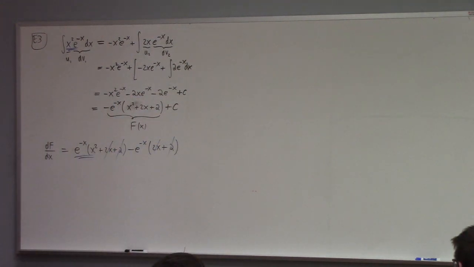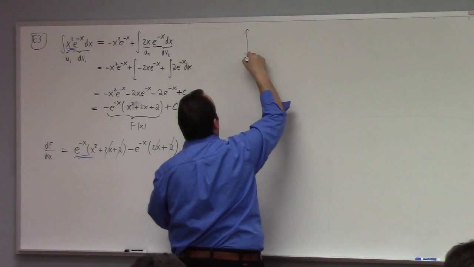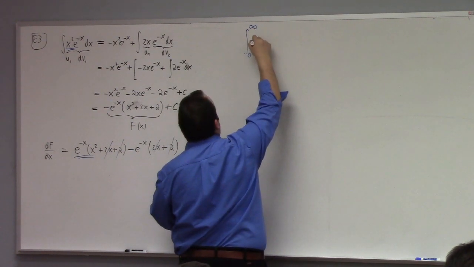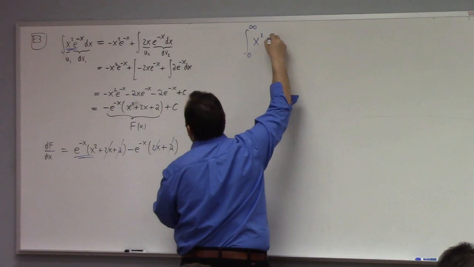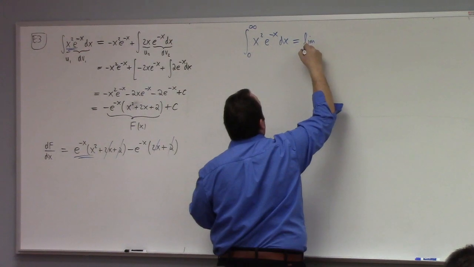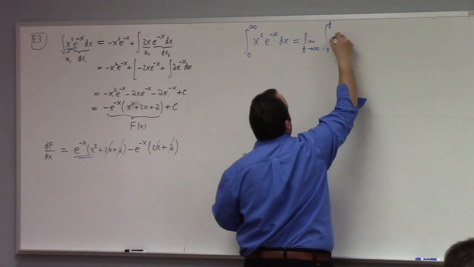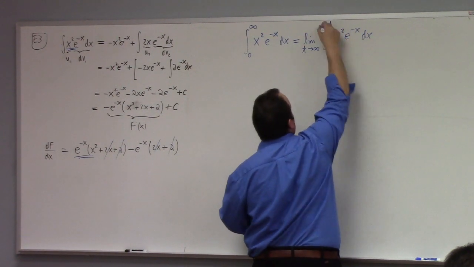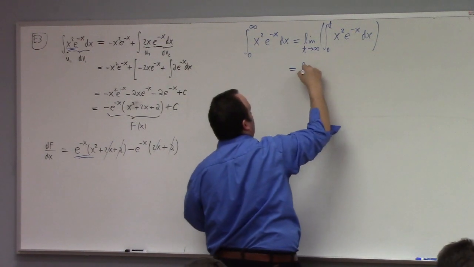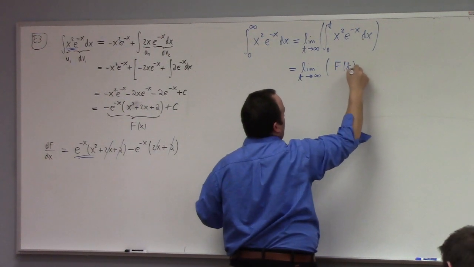Does that make sense? I think it's worth a second, if you have time, to check your work, right? Okay, with that in hand, now we can calculate the integral from 0 to infinity of x squared e to the minus x dx. This is the limit as t goes to infinity of the integral from 0 to t of x squared e to the minus x dx. All right, and so that's the limit as t goes to infinity of f of t minus f of 0.